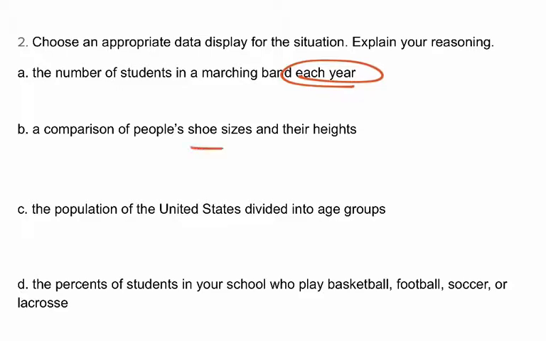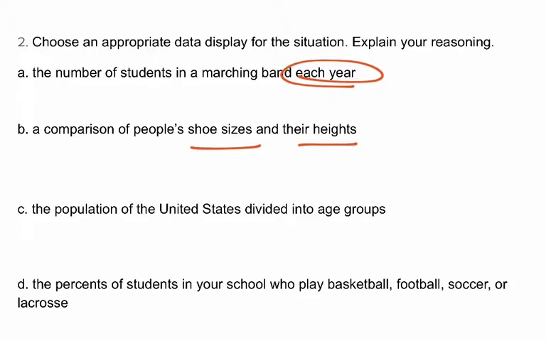If we're comparing people's shoe sizes and their heights, those are two variables that we're looking at. If we want to see that there's a relationship, a scatter plot, like we just did at the beginning of the chapter, might be the best idea to see. If they're taller, does their shoe size increase?